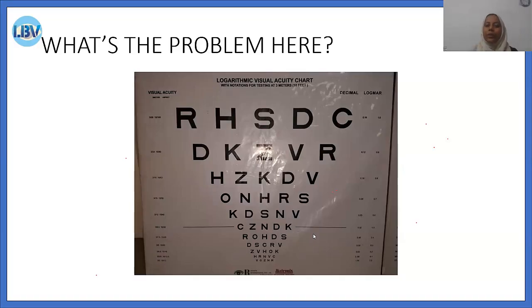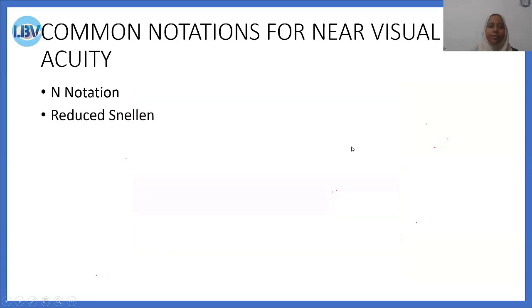So we need to have a good illumination, and apart from that, we need to make sure that there is no glare problem. There should not be reflection on the chart. If there is a reflection, the patient may suffer from glare, may not be able to see clearly, even a normal person. Even us, we cannot see the letters clearly. So that was all about the distance visual acuity notations.